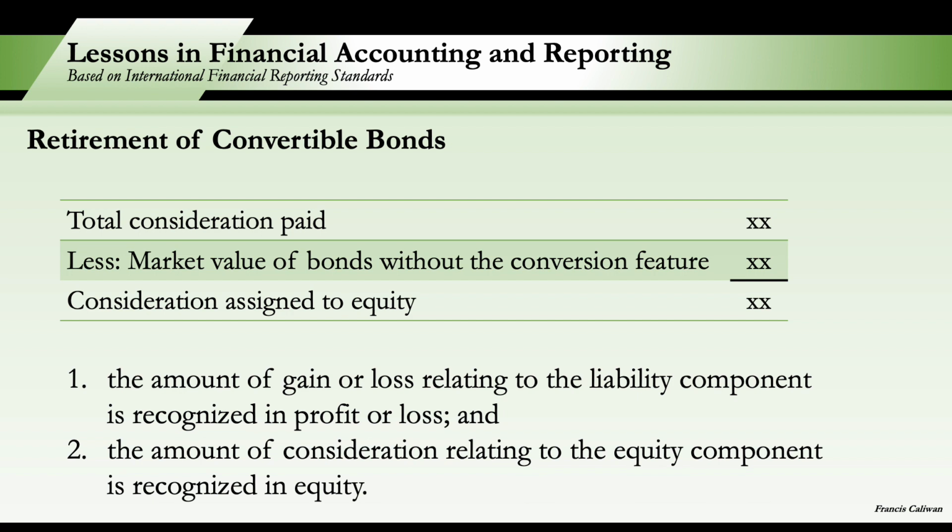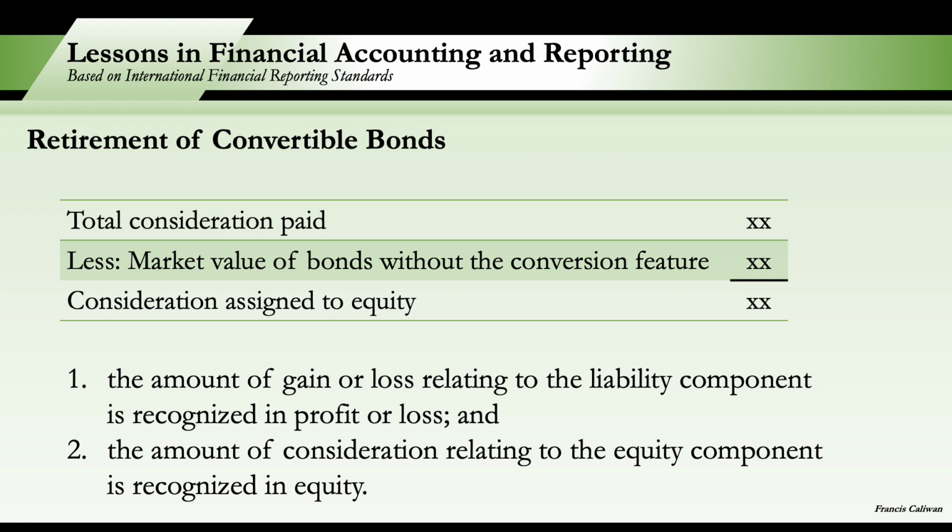The method used in allocating the conversion consideration paid or the retirement price to the separate components of liability and equity is consistent with that used in the original allocation to the separate components of the proceeds received by the entity when the convertible instrument was issued. So same lang doon sa issuance, yung bifurcation.